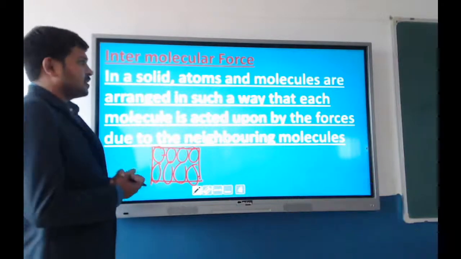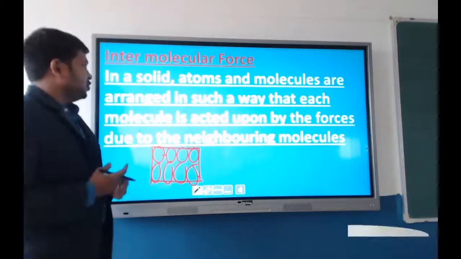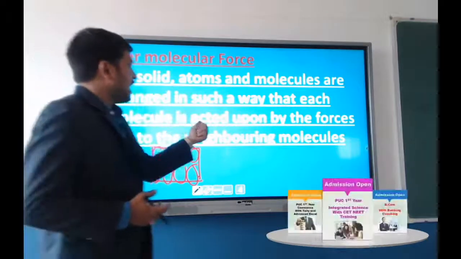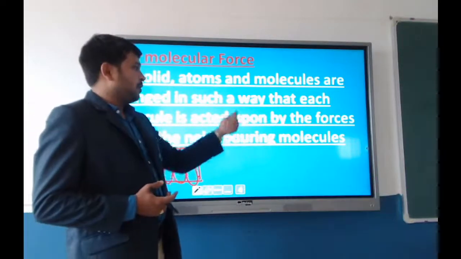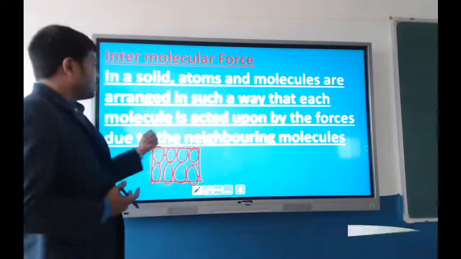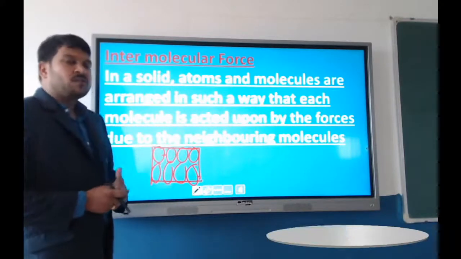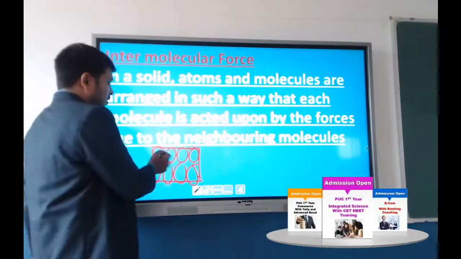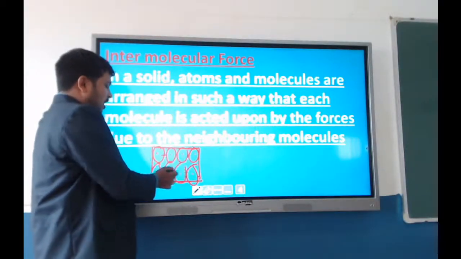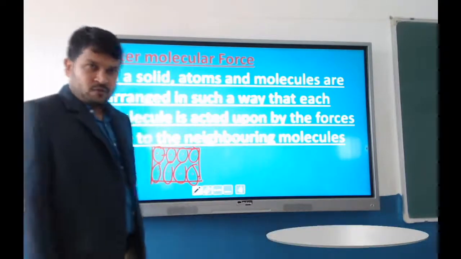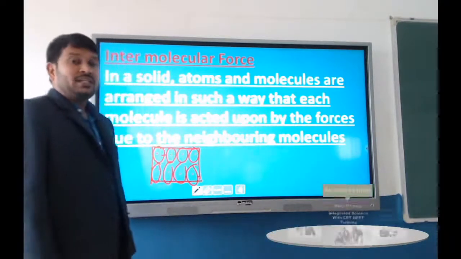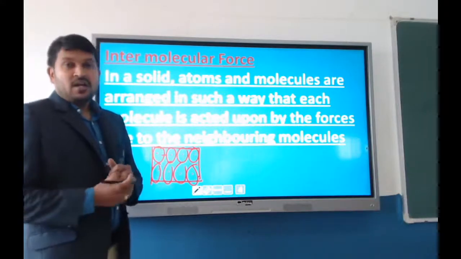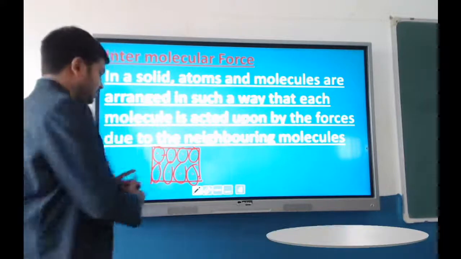Now intermolecular force is defined as what? The force by which a molecule is acted upon by neighboring molecules is known as intermolecular force. Yes or no, students? Yes. Between this and this, as well as this and this, all have a certain amount of force, known as intermolecular force. This concept we will study in detail in the first year syllabus.